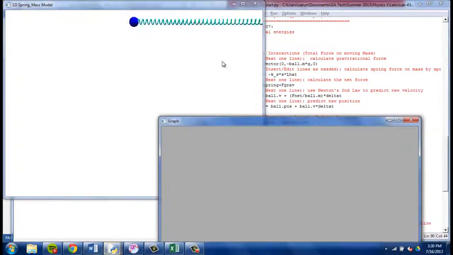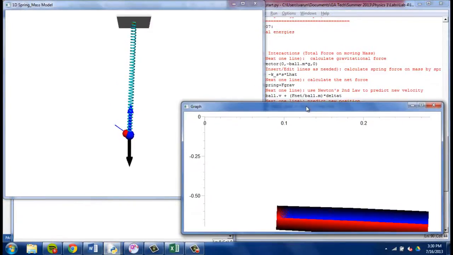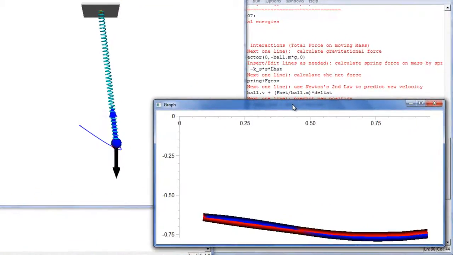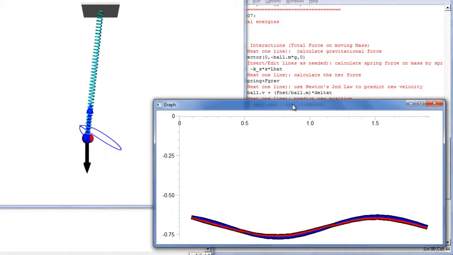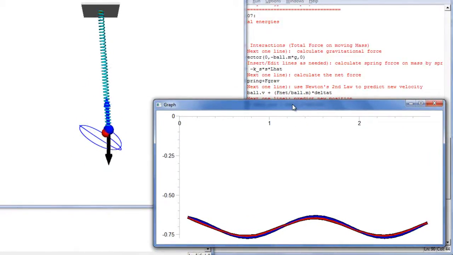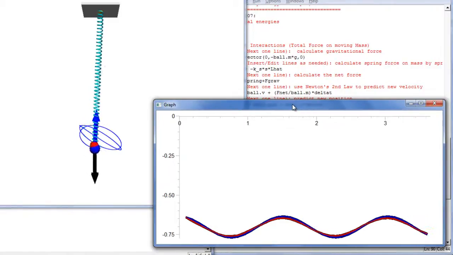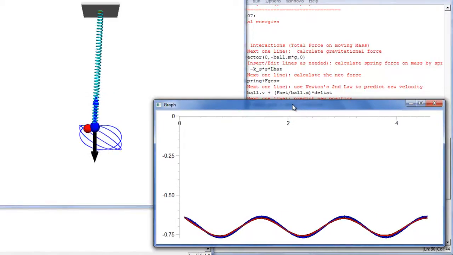Now you can see the model in Python. The red ball is representative of the data from tracker and the blue is of the computational model. It is clear that they are following the same path. They are very close to each other. The blue arrow is the spring force and the black arrow is the gravitational force.